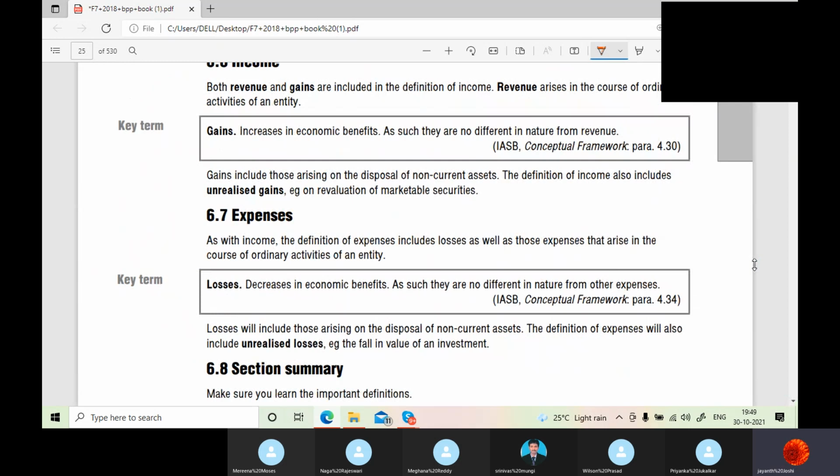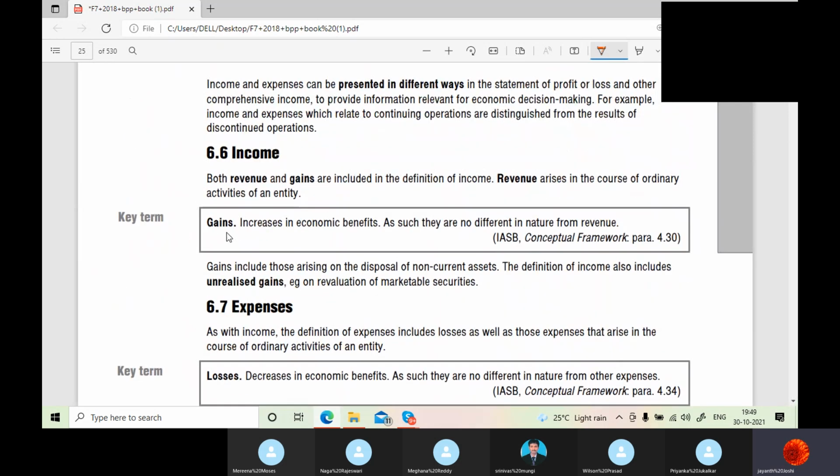So here we go. And gains are nothing but the income. Revenue is nothing but it arises in the ordinary course of business activity. That means on a daily basis you sell goods, you get revenue. Revenue when adjusted with all the expenses gives you profit. And gain is something which is of non-recurring nature. See, income is of recurring nature and gains are of non-recurring nature. Why? Gains happen once in a while.